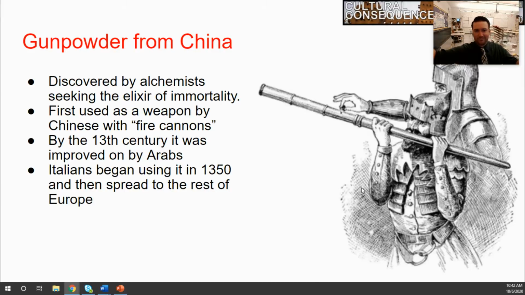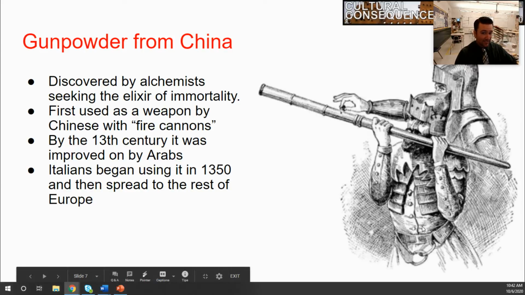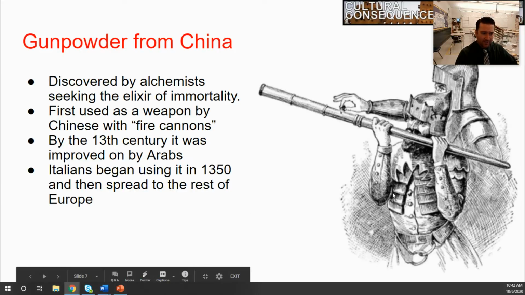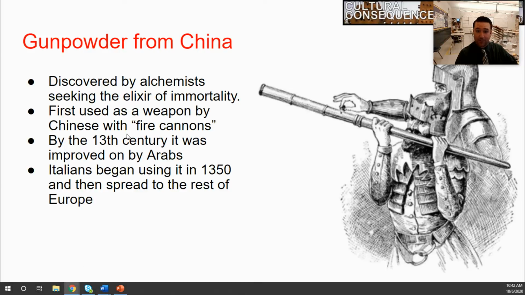fire, like a little mini flamethrower that doesn't sustain, and then it would make a loud noise, and it could confuse and hurt your enemy to an extent, but it wasn't as deadly as guns are today, because they didn't shoot out projectiles like they do today. The fire cannons themselves were improved upon by the Arabs, as they found a better balance of gunpowder to weight ratio of the projectile that you can put into it.